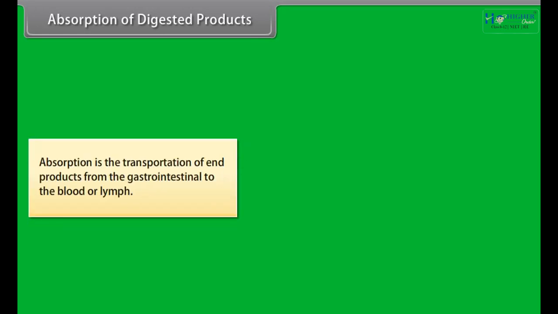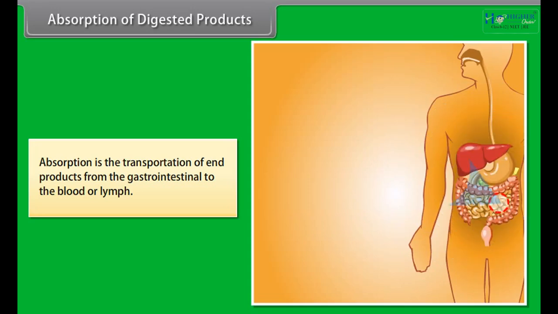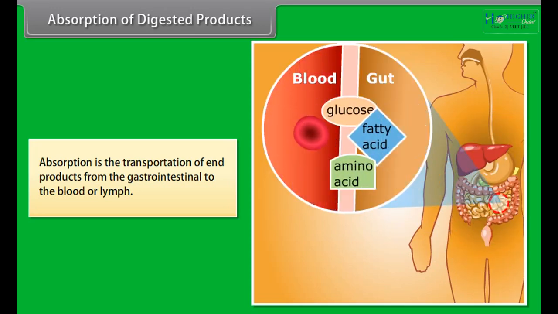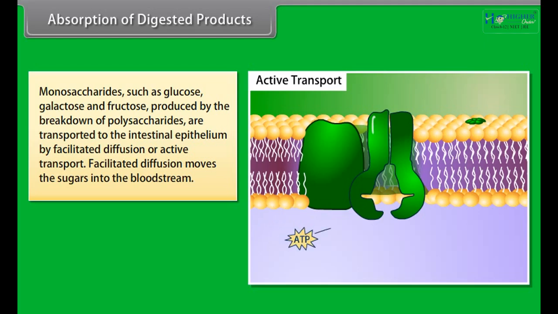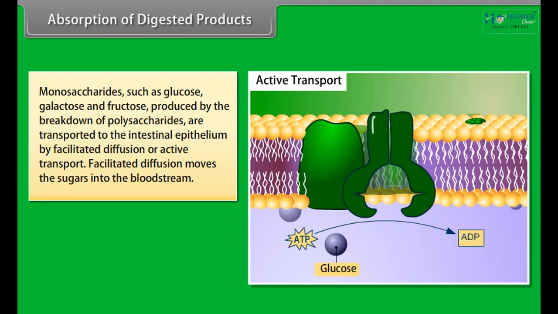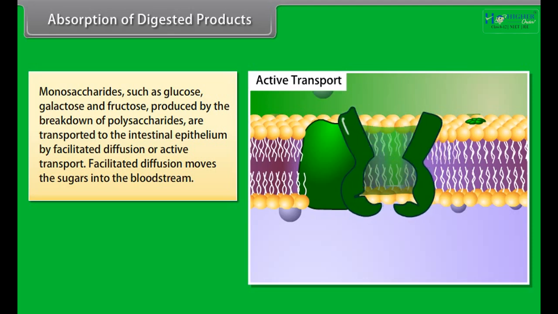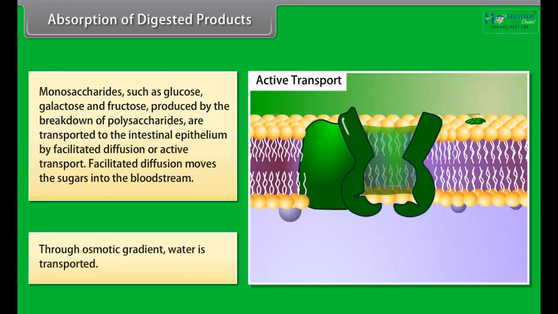Absorption of digested products. Absorption is the transportation of end products from the gastrointestinal tract to the blood or lymph. Monosaccharides such as glucose, galactose and fructose produced by the breakdown of polysaccharides are transported to the intestinal epithelium by facilitated diffusion or active transport. Facilitated diffusion moves the sugars into the bloodstream. Through osmotic gradient, water is transported.